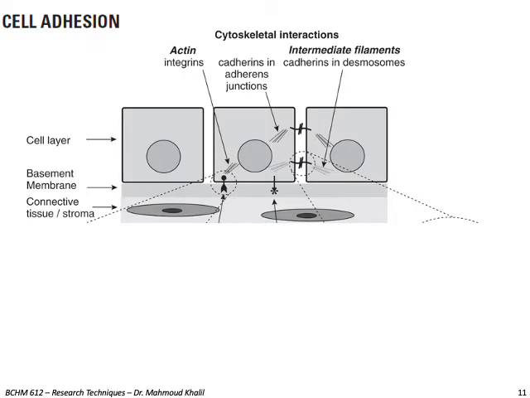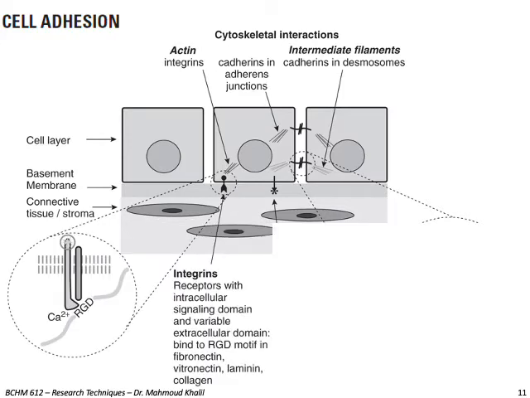So this figure illustrates the types of cell-cell interaction and cell-matrix interaction. You can see a monolayer of cells. This monolayer sits on a basement membrane, and there is a connective tissue below it termed the stroma. Each cell can have molecules that bind the cell to its neighboring cells and molecules that bind the cell to the matrix. So here you can see first there are some integrins. These integrins, as enlarged in the figure, are receptors with an intracellular signaling domain and a variable extracellular domain that bind to the RGD motif in fibronectin or laminin or collagen.